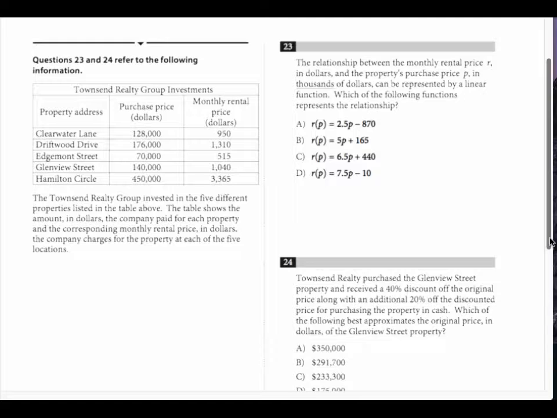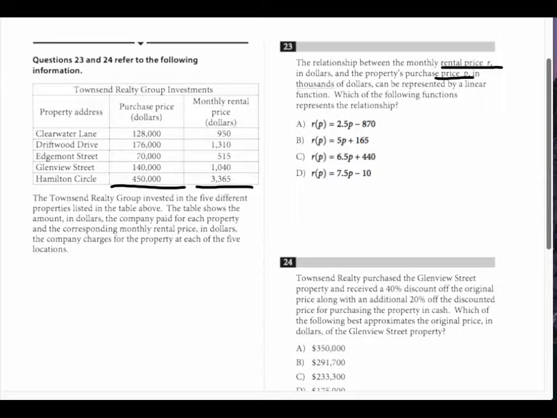The table shows the amount in dollars the company paid for each property and the corresponding monthly rental price in dollars the company charges for the property at each of the 5 locations. All right? So this is what they paid for it, and this is how much they charge in rent. So now the relationship between the monthly rental price R in dollars, and the property's purchase price P in thousands of dollars can be represented by which linear function?